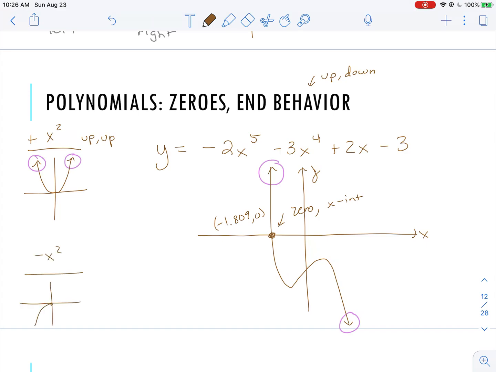If it's negative x squared, you probably remember that would be a sad parabola. And if you look, its tails are down, down. So its end behavior would be down, down. It's the odd functions which have different end behavior.